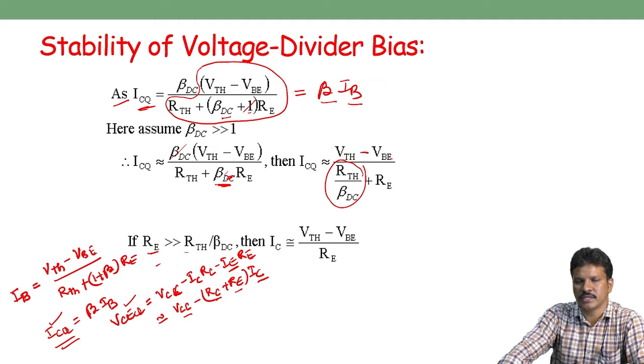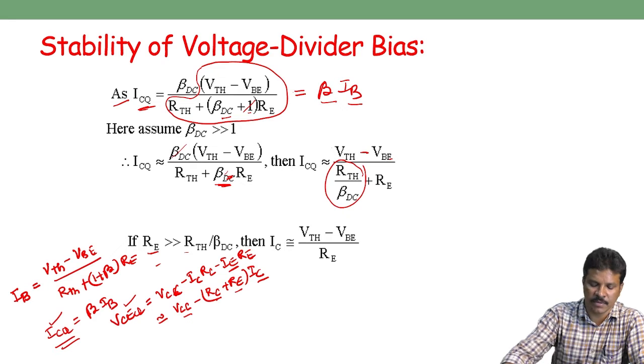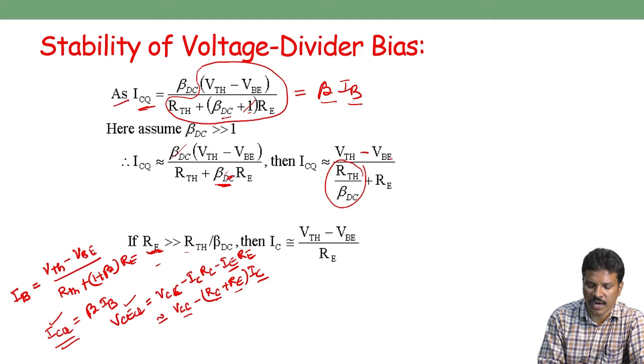The ratio of RTH in some ohms or kilo ohms divided by beta 100 will always be far less than RE. That means RE is far greater than RTH divided by beta. For example, RE is 100K, while this term is only 10 ohm or some 50 ohm, so it is always far less. So we neglect this term. How is it possible? By providing a large resistance at the emitter resistor so that the second term can be neglected.